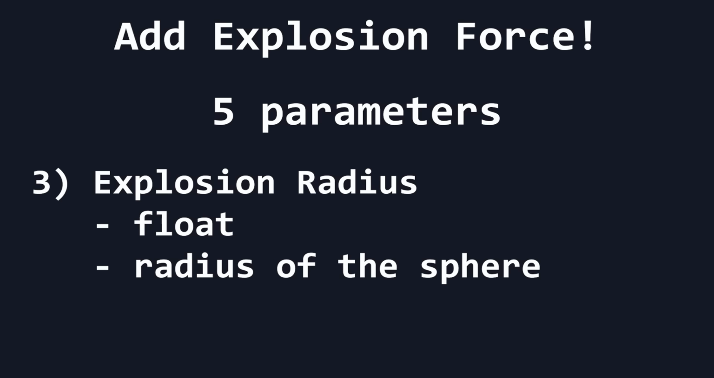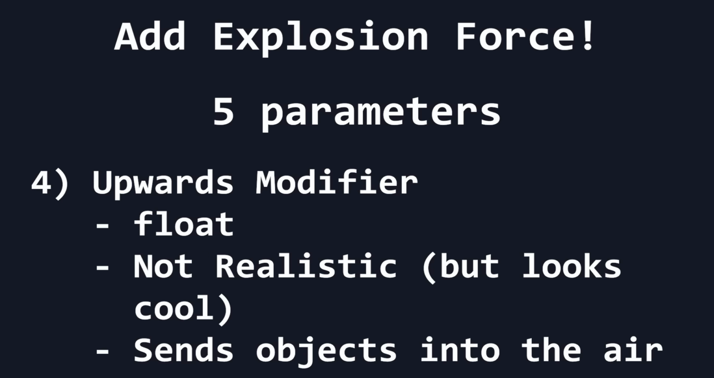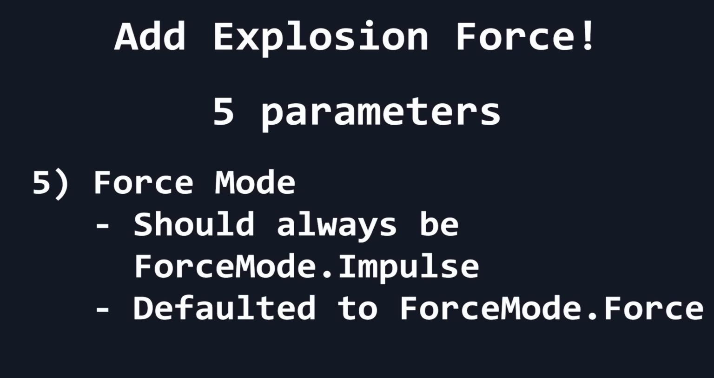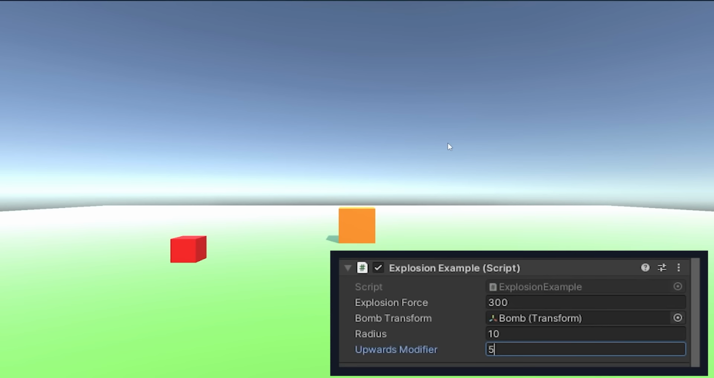The next parameter, explosion radius, is a float responsible for the radius that affects the rigid body. So if the object is in the sphere created by the radius, it will have a force exerted on it. Next is a completely visual effect called upwards modifier, which gives the object a small upward force to send them flying into the air too. This one is not physically accurate and is purely for dramatic effect. Lastly is the force mode, and this one should pretty much always be set to ForceMode.Impulse because explosions are pretty much always impulsive forces. Once you set these parameters to your liking, you can simulate an explosion.